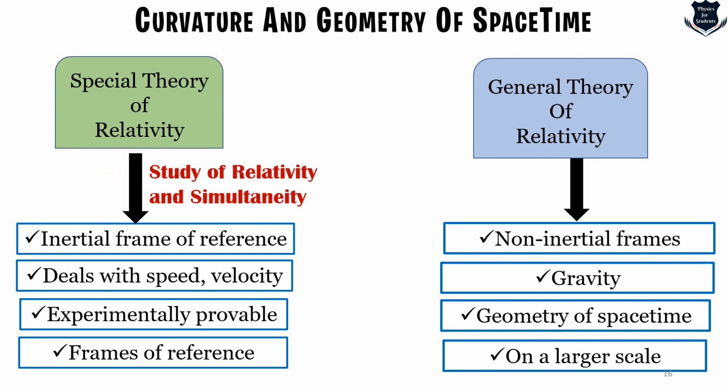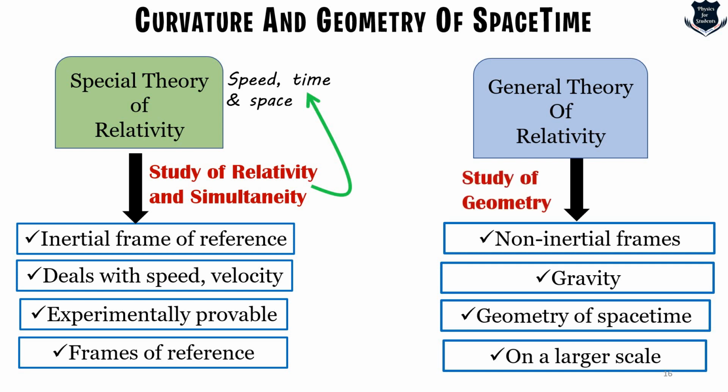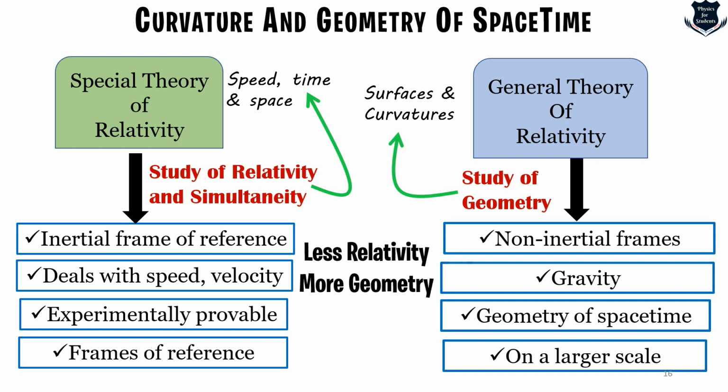So the special theory is all about the study of relativity and simultaneity, and obviously doesn't take gravity into account. General relativity is more about the study of geometry, and it leads to surfaces and curvature. So what we see from here is that we will now delve deep into a subject which has less of relativity, simultaneity, etc., and involves more of geometry.